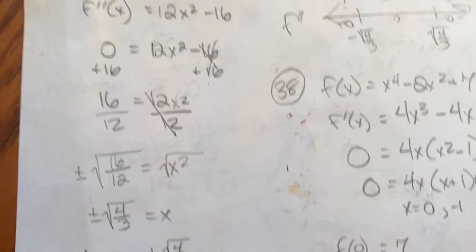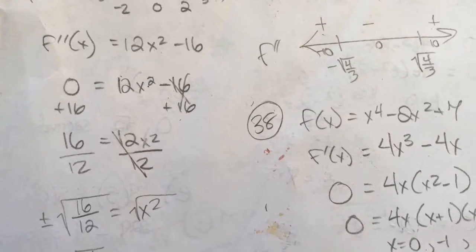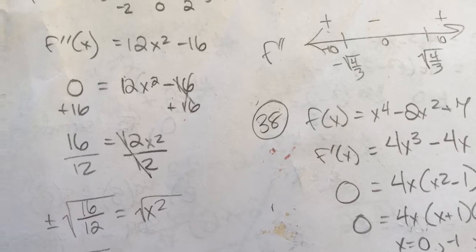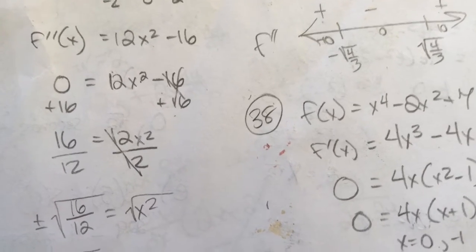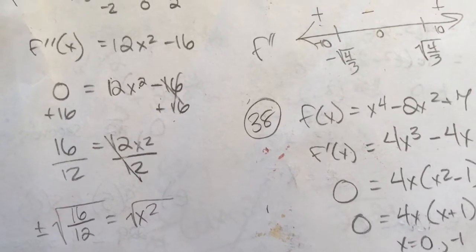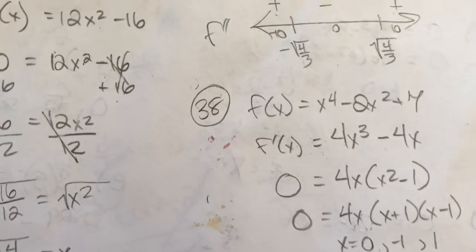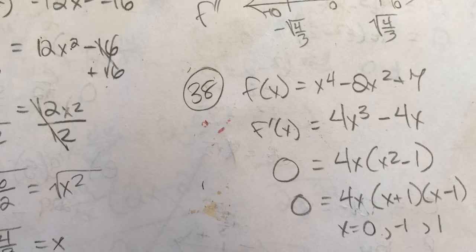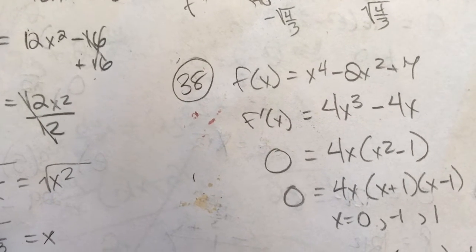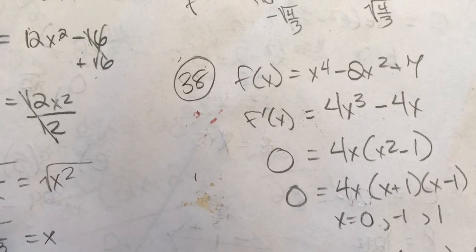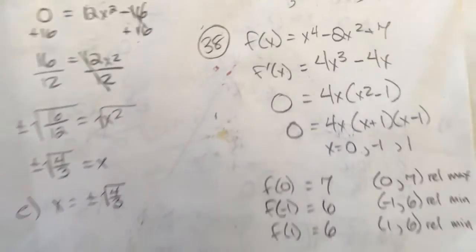All right, so I have a bunch of points here. 0, 7, -1, 6, 1, 6. Since that's a larger number, that's going to be a relative max. That's going to be a relative min. And that's also going to be a relative min. All right, that should do it.